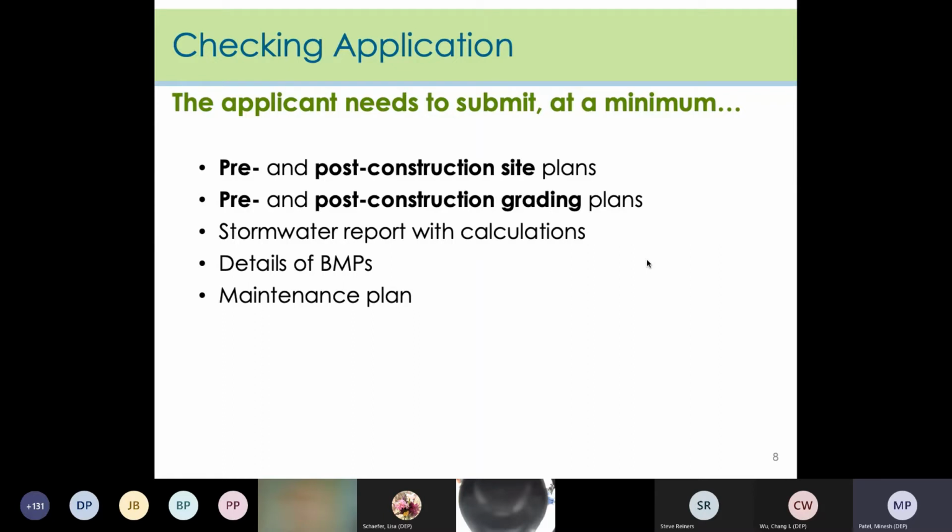Another issue we see that should be checked right away is that the plans and reports should also be reflected in the maintenance plan so that the BMPs will continue to function as designed. Too often we see maintenance plans submitted that were copied from other projects and they don't even match at all the project that was submitted.